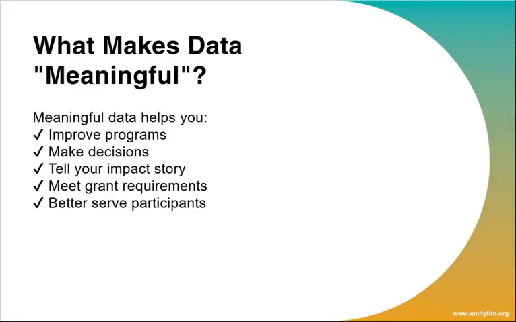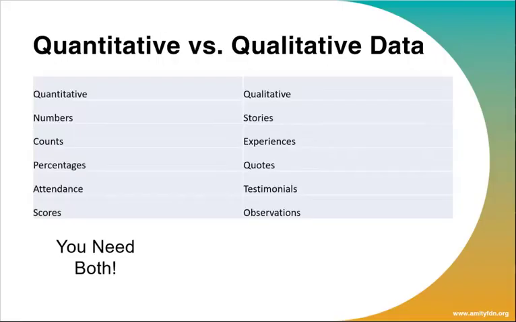So when you're looking at the data your organization collects, ask yourself, is this information helping us understand, decide, improve, or communicate? If it is, you're probably collecting data that matters. Now, let's look at two different types of data that can help you understand your programs: quantitative and qualitative data.